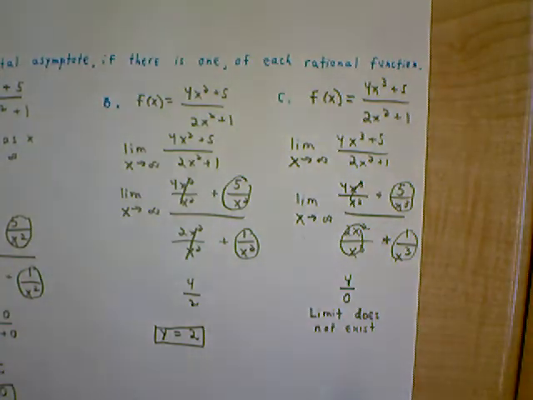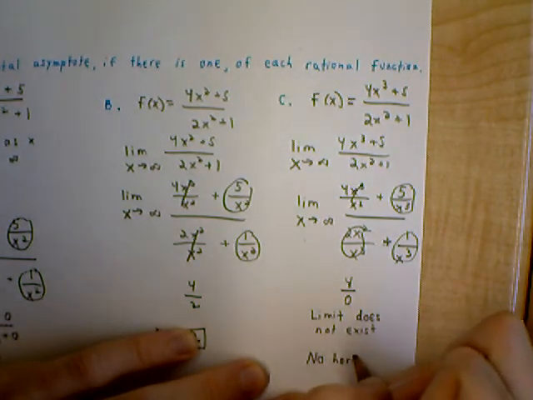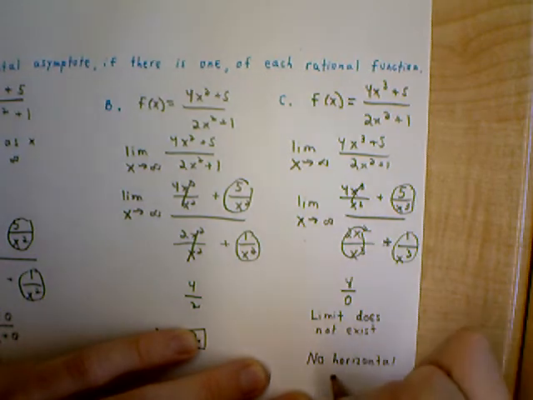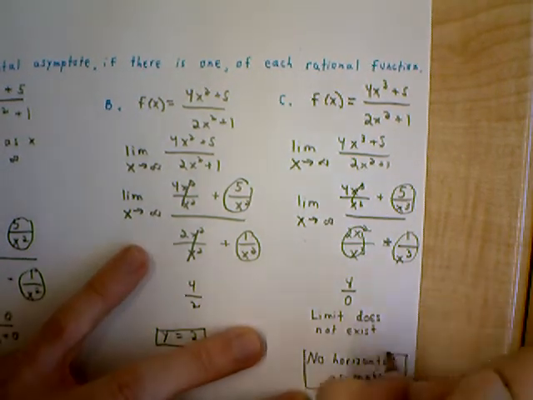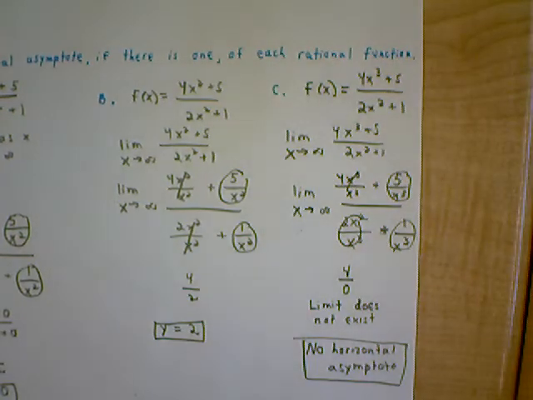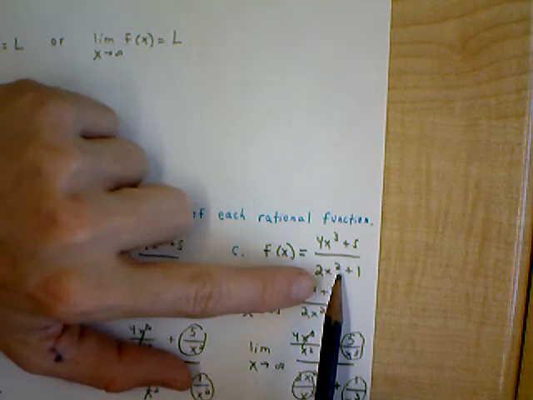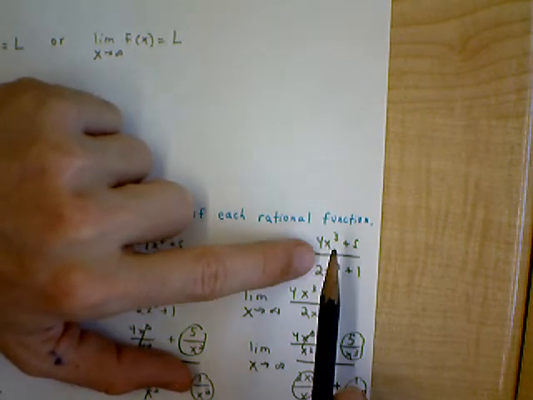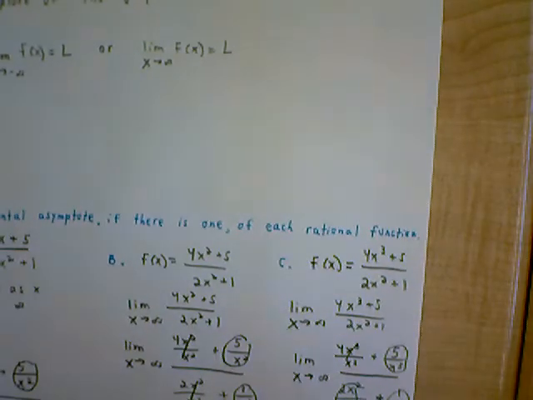So thinking about that, that means that I'm going to have no horizontal asymptote. Or if you look up here, the degree of the numerator was greater than the degree of the denominator, so we're going to have a slant asymptote like from the last video.